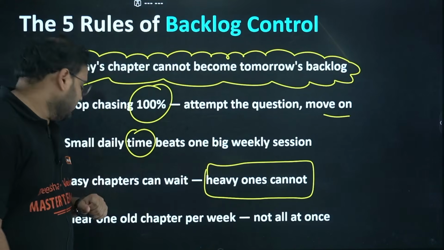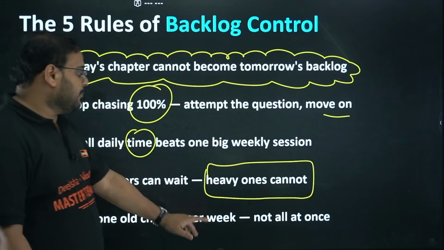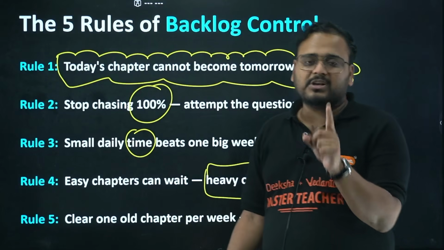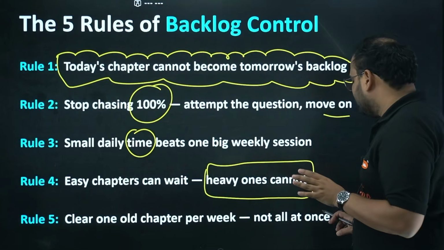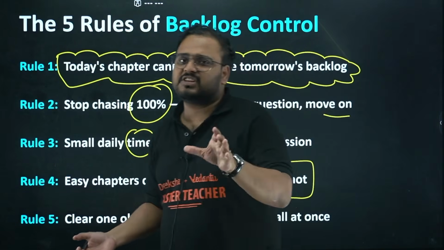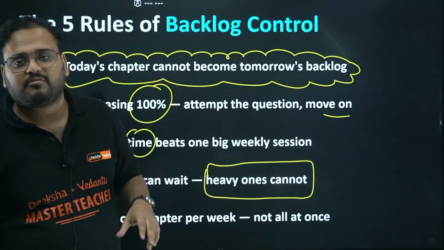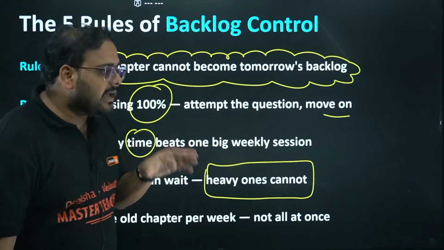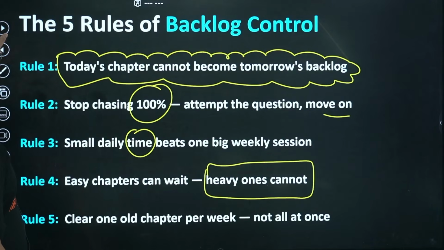Try to challenge yourself. Clear one old chapter per week. Whichever chapters are your backlog, try to cover one chapter per week using, let's say, 3 or 4 sessions. You can provide 40 minutes, 45 minutes, 3 sessions, and cover that chapter quickly. Do the basics, do the important part from that chapter.